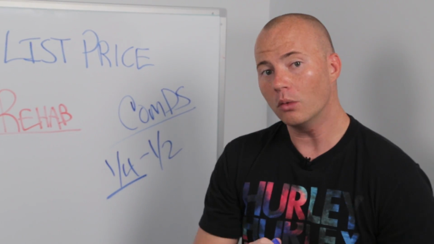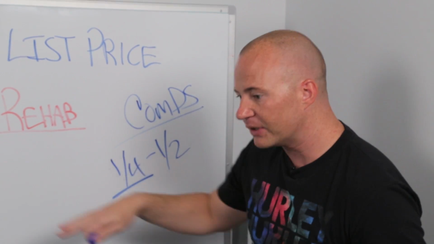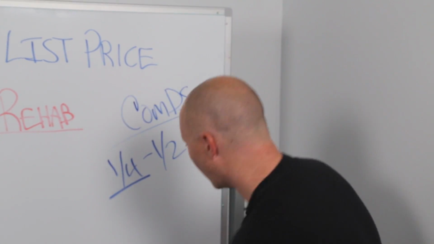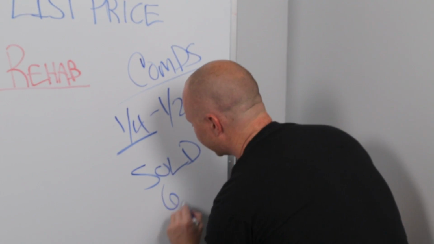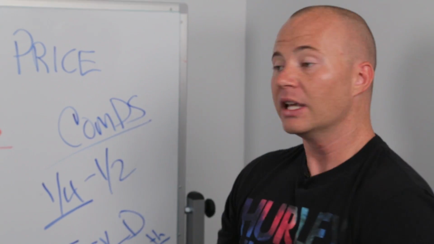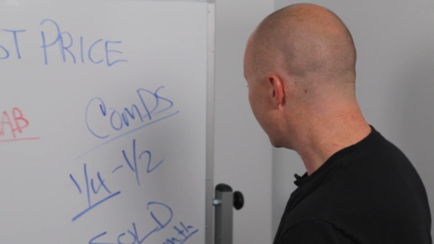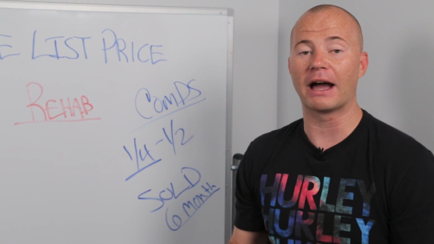And when you're pulling comps, finding out what your value is, you're looking for all these properties around yours that sold within the past 6 months. Now, why that? Why do I want sold properties within the past 6 months? Guys, that is the most accurate way to literally find the value of your property.